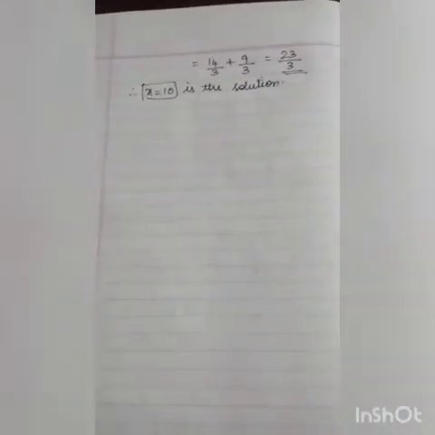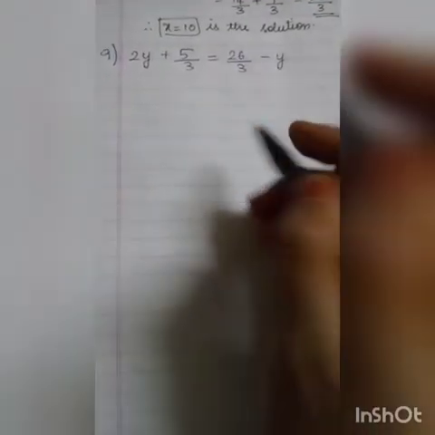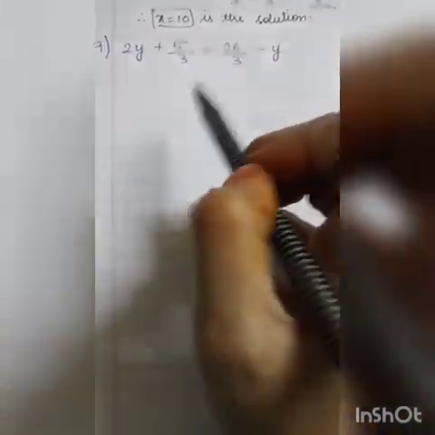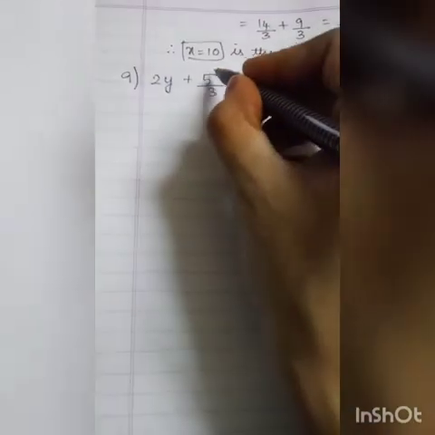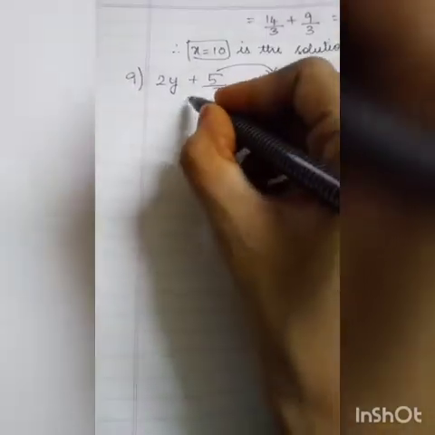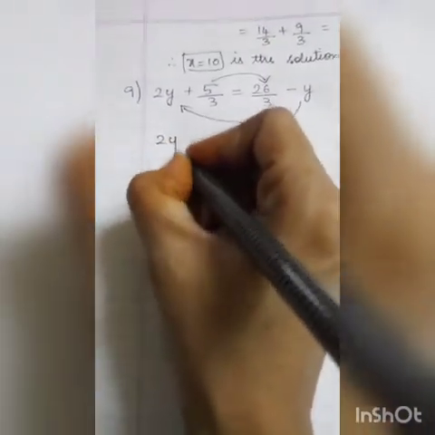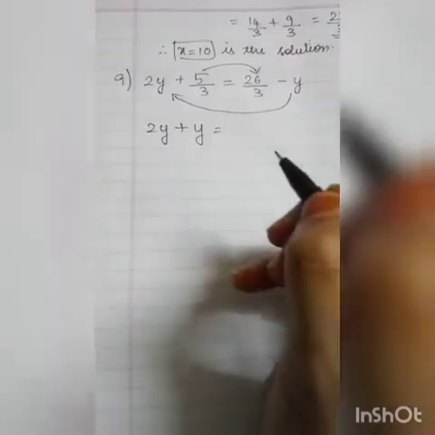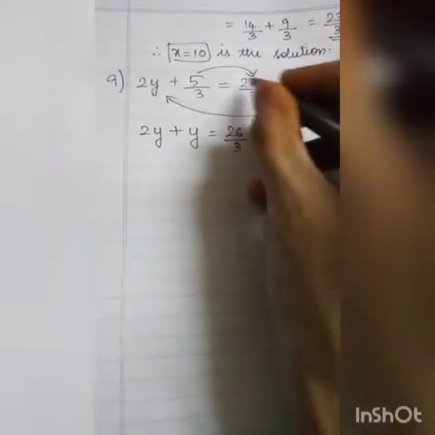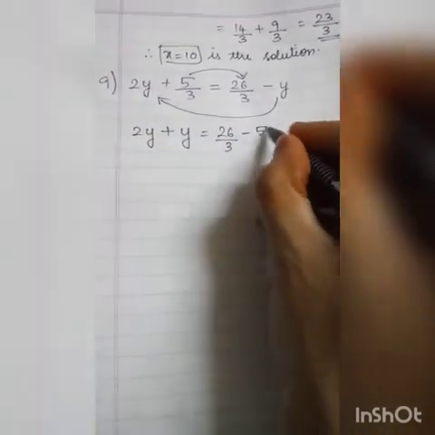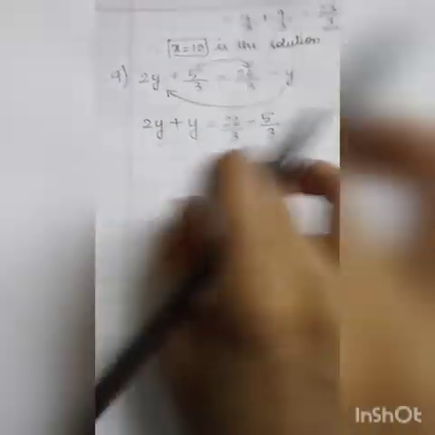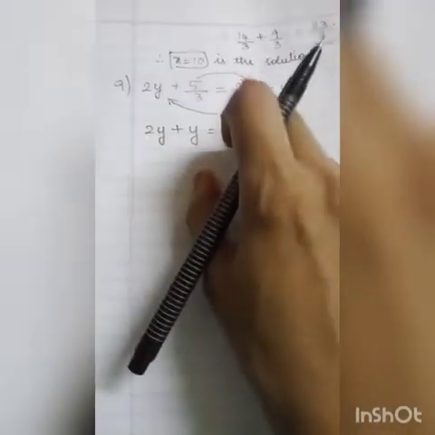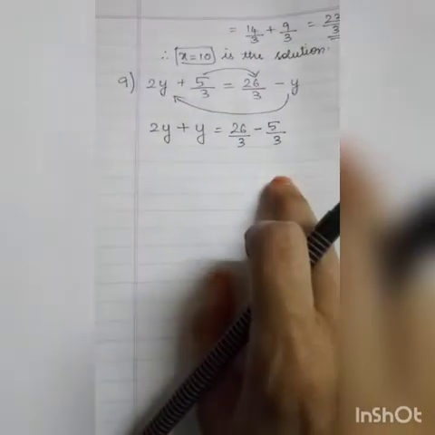Understood, children? Next is your 9th question. Does it have any brackets to solve? No. So, we can directly do the conversion, right? So, the constants we can bring to that side, and the variable we can bring to this side. So, 2y minus y, if it goes to that side, becomes plus y. Is it correct? Now, 26 by 3 is there. Plus 5 by 3, if it goes to that side, becomes minus 5 by 3. Do you have any doubt in this? 2y minus y, if it goes to that side, becomes plus 5. 26 by 3 minus 5 by 3.